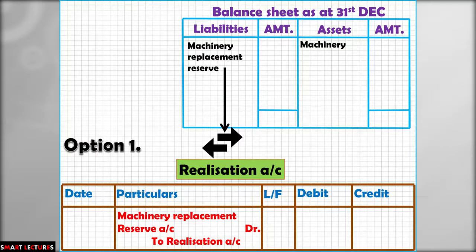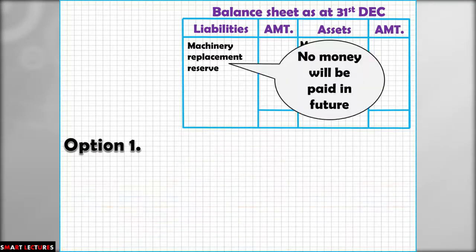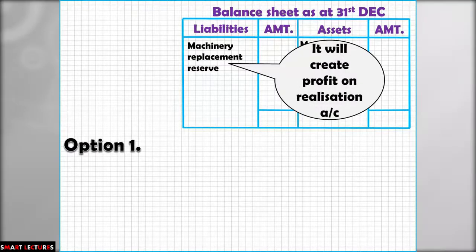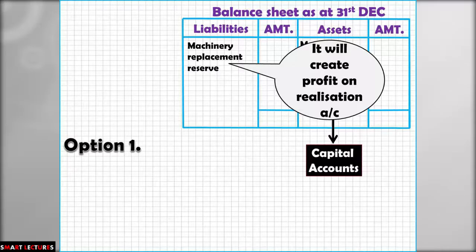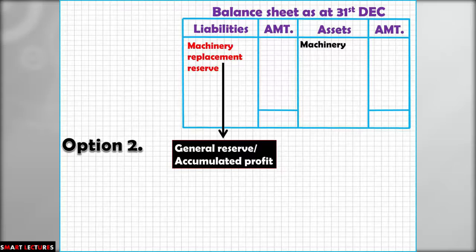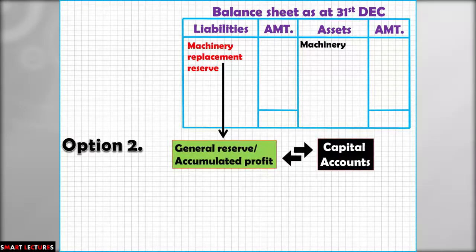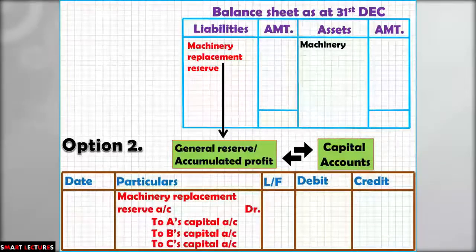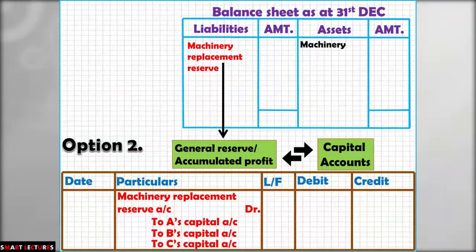But be careful, it's a non-payable item, means no money will be paid in future. So indirectly it will create profit on realization account, and that profit will go to capital accounts. And the second option is, you can treat it as a general reserve or accumulated profit, and that can be transferred to capital accounts directly. In that situation, the journal entry will be machinery replacement reserve account debit to A's capital, to B's capital, to C's capital.